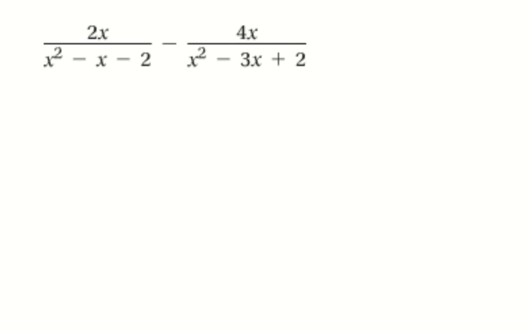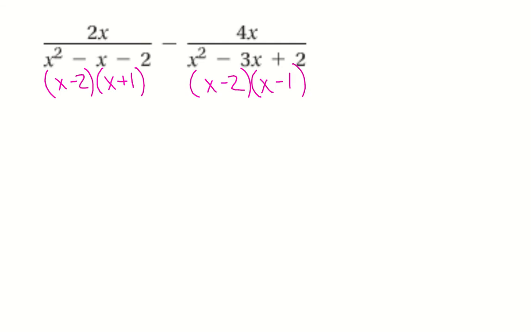In this one, I have quadratics in the denominator of both terms, so they both will need factored, and then I need to see what my least common denominator will be. The first fraction would factor into x minus 2 times x plus 1, and the second one would factor into x minus 2 times x minus 1.